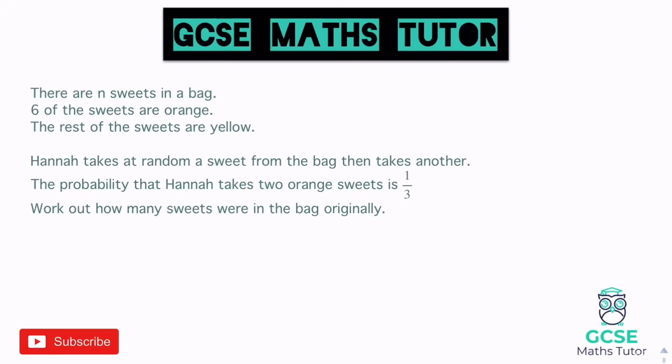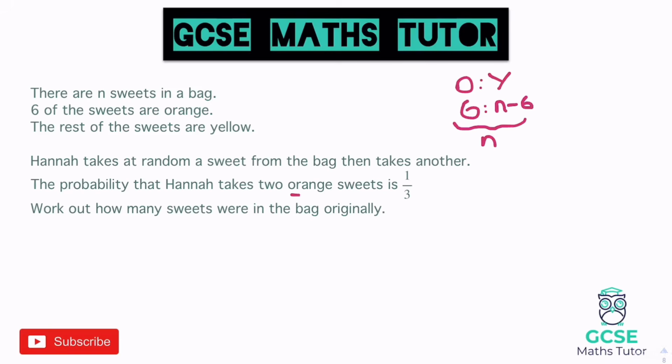Okay, the answers for these then. So there are n sweets in a bag, so this time it's given us our total, and the option is either orange or yellow. And it says that there are 6 orange, but it doesn't tell us how many yellow. It just says that the rest of them are yellow. Now we know the total is n because it says n sweets in a bag, so the total take away the 6 for the orange would leave us with n minus 6 for the yellow. So a little bit different here because yellow is n minus 6, the total take away 6.